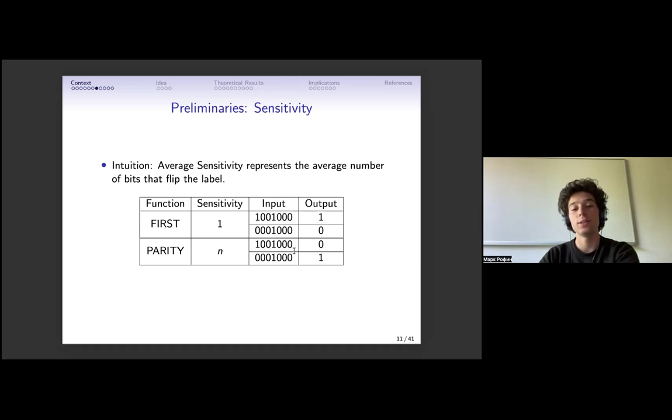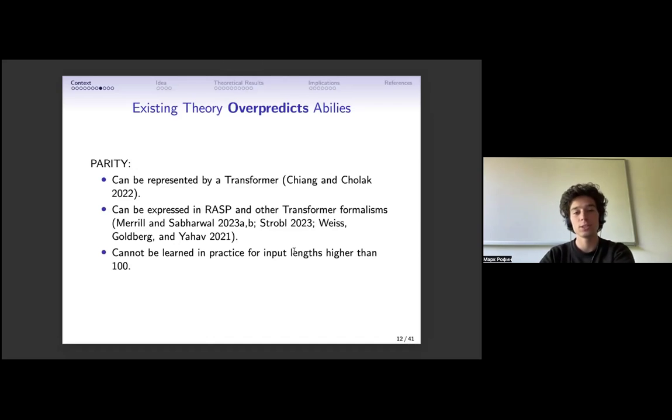Yeah, and with these two functions, there is a little bit peculiar situation with the current theory, because parity, as already said before, can be represented by a transformer and can be expressed in RASP and in other formalisms that construct transformers. So parity should be learned by a transformer, but in practice, if you have a string length around 100 or even lower, some small reasonable numbers, then transformers have a really hard time learning this function. They just don't converge, or converge to outputs in constant or something like this. So this is the contradiction between the theory of expressivity and practice.